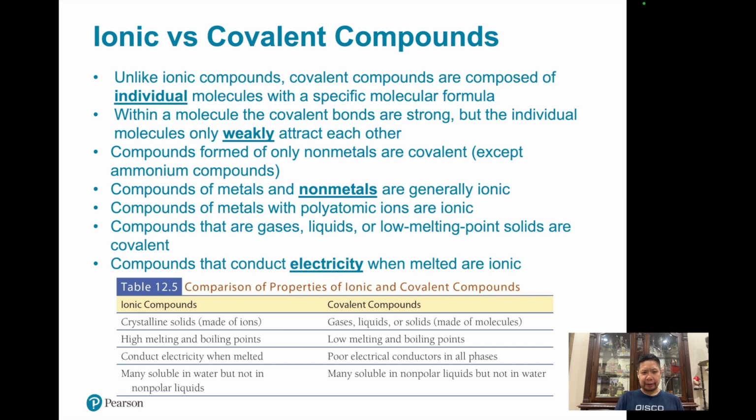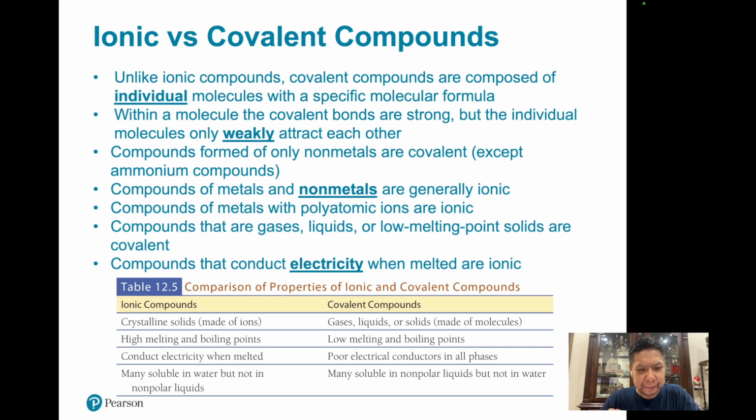Compounds of metals and nonmetals are generally ionic. And then compounds of metals with polyatomic ions are also ionic. Those are those metals that weren't happy with just one nonmetal. They had to have more than one nonmetal, like the phosphate ion, PO4, and such. Those are the polyatomics. Those are also ionic too. The polyatomic ion itself isn't ionic. That's definitely covalent, but in the end, the compound with the polyatomic ion as a whole is an ionic compound.